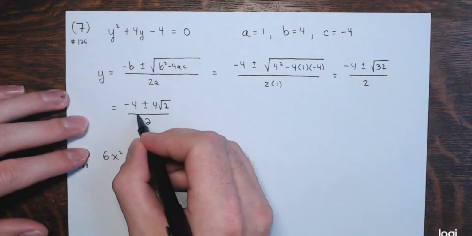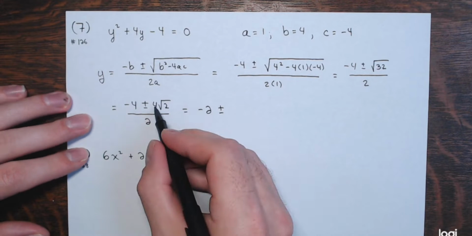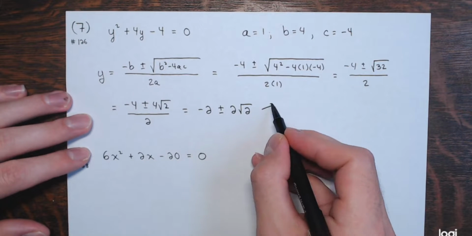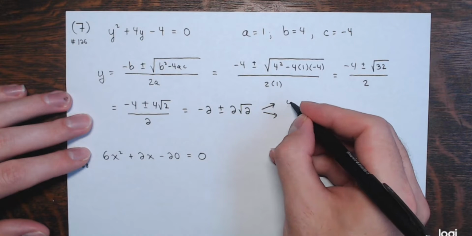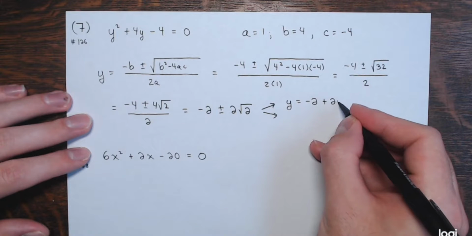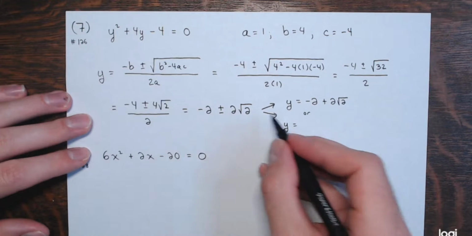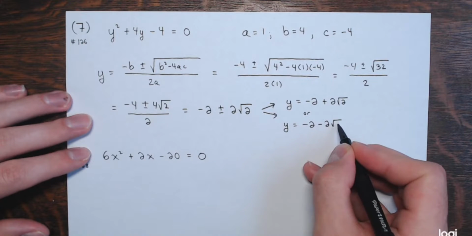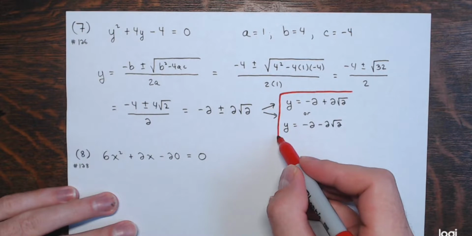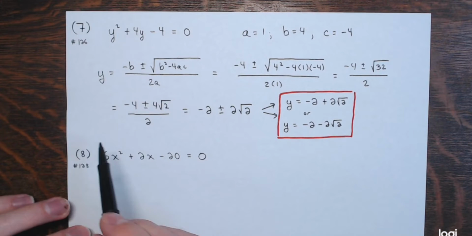And then divide each term by 2. Negative 4 divided by 2 is negative 2. You got plus or minus, and then 4 divided by 2 is 2 again, so 2 times the square root of 2. And we get our two solutions. One of them is y equals negative 2 plus 2 times the square root of 2. And the other solution is negative 2 minus 2 times the square root of 2. And there you go. And again, I leave it to you to check that these are indeed solutions of this equation. Wonderful.